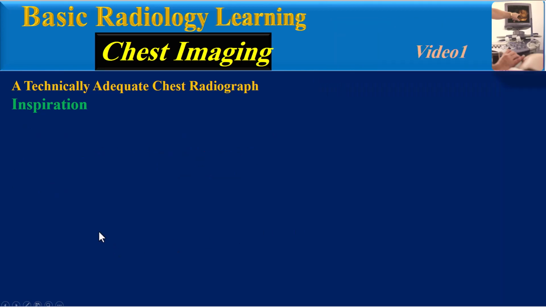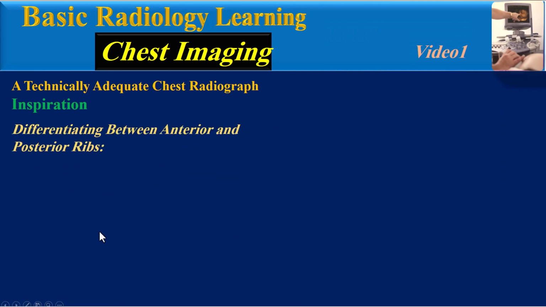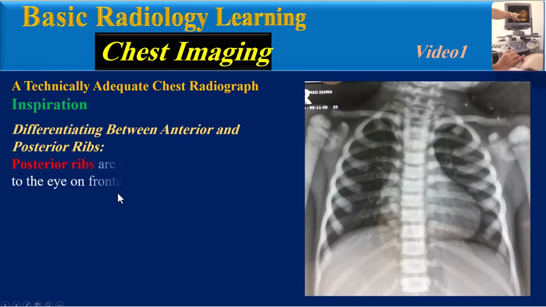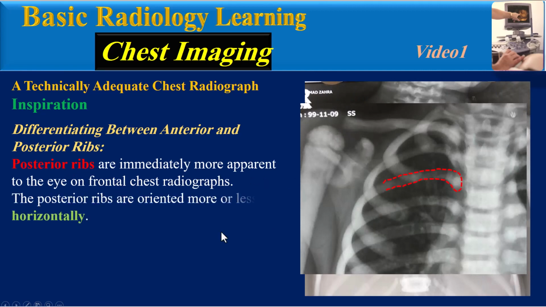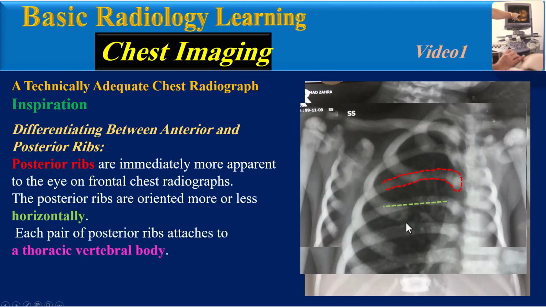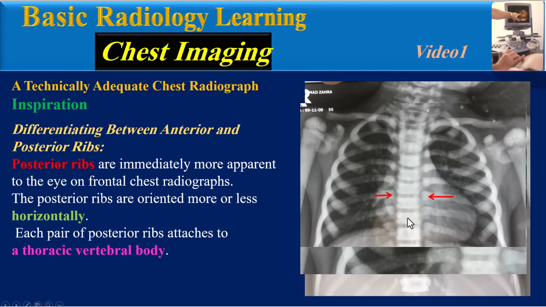But before counting the posterior ribs, we must be able to differentiate between anterior and posterior ribs. Posterior ribs are immediately more apparent to the eye on frontal chest radiographs. The posterior ribs are oriented more or less horizontally. Also, each pair of posterior ribs attaches to a thoracic vertebral body.